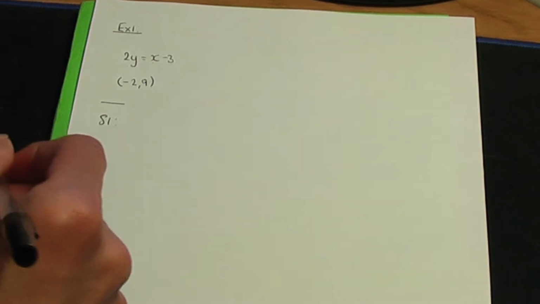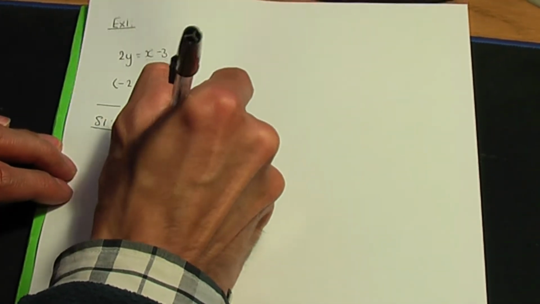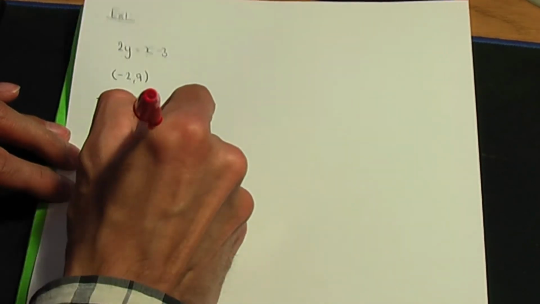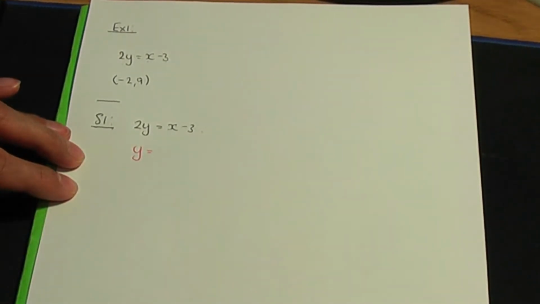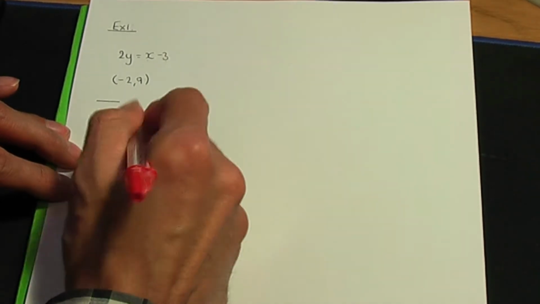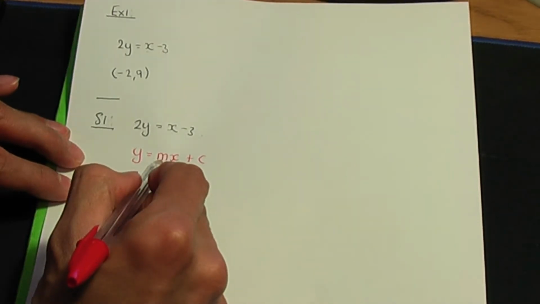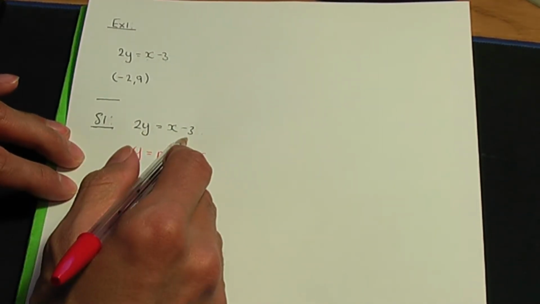Okay, so first of all, in step number 1, calculate the gradient of the line in question, because the line that we're calculating is perpendicular to this line. So we have the line with equation 2y equals x minus 3, and remember in the previous video, if we can rearrange this equation into standard form, y equals mx plus c, the coefficient of x will give us the gradient of this line.